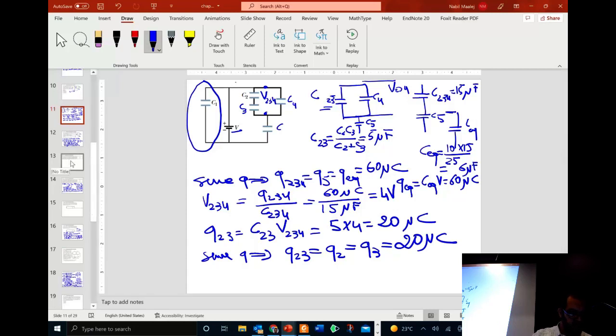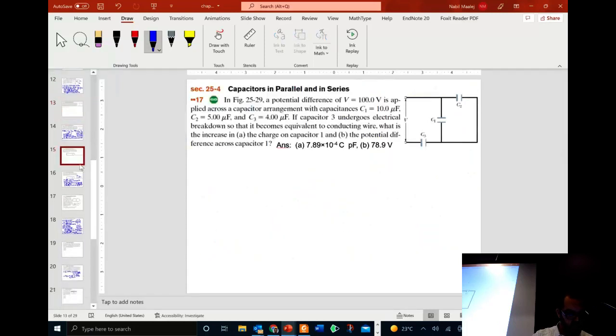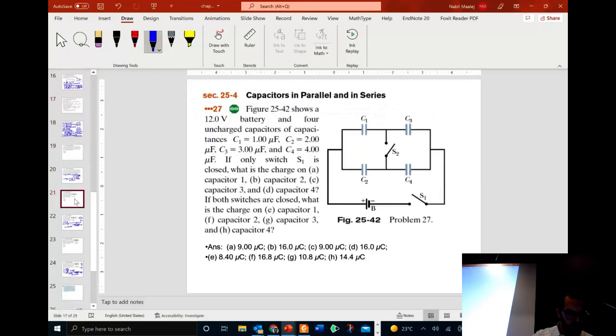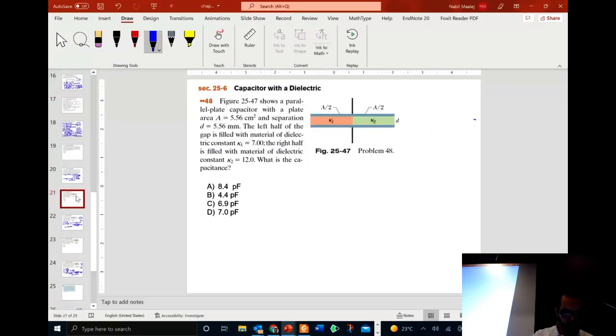Okay? And maybe I can do one more problem. Yes, so let me quickly do this one. Okay, so here this figure shows a parallel plate capacitor with a plate area that is given 5.56 centimeters squared and a separation D that is 5.56 millimeters. The left half of the gap is filled with a material of dielectric constant K1, which is equal to 7, and the right half is filled with a material of dielectric constant K2, which is 12.